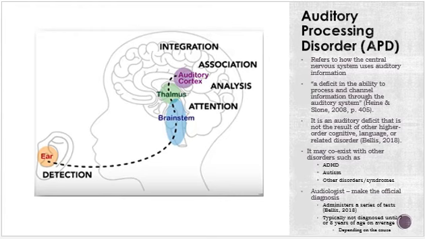During this presentation, I will be referring to auditory processing disorder as APD. So, APD refers to how the central nervous system uses auditory information. It is a deficit in the ability to process and channel information through the auditory system. It is an auditory deficit that is not the result of higher-order cognitive, language, or related disorder functions. It may coexist with other disorders such as ADHD, autism, or some other disorders or syndromes.